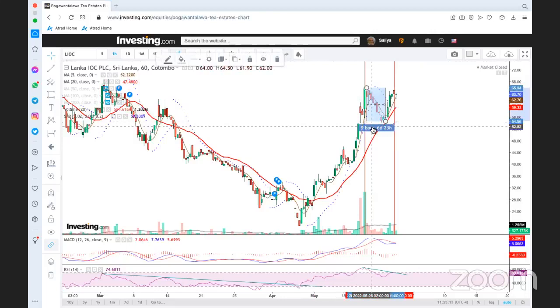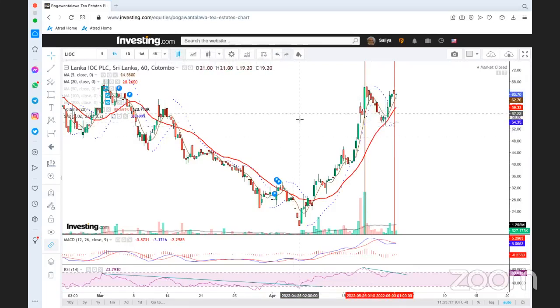Touch double bottom. You're referring more to LIOC, is it? Never mind. Okay. So recap.